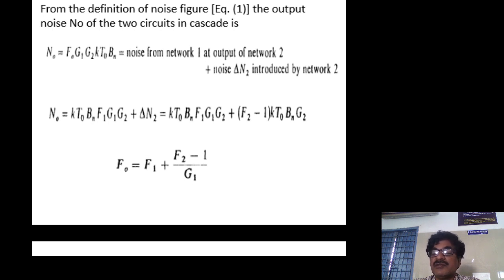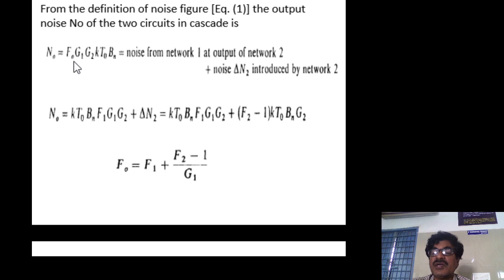That equals kT naught Bn F1 G1 G2. The noise introduced by the second network, also from the previous one-stage relation, we can express as F2 minus 1 kT naught Bn G2. So like that the right hand side part we can express.